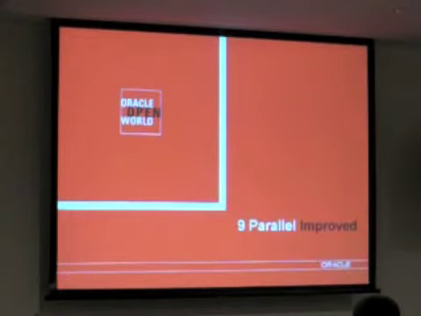I joined Oracle in 1993. Version 7 was going to production. In 1994, they released version 7.1.6. That was the first release of Oracle that had parallel query, that had parallel create index, that had parallel load. So that was the first parallel edition of Oracle.